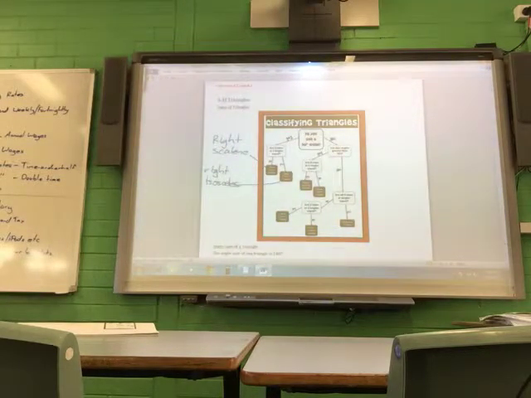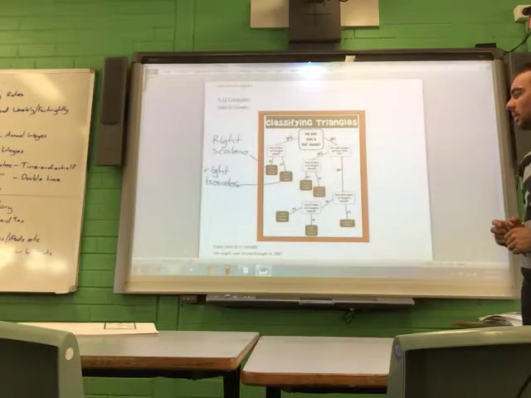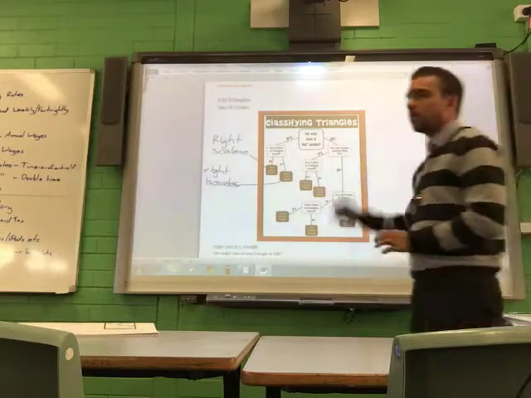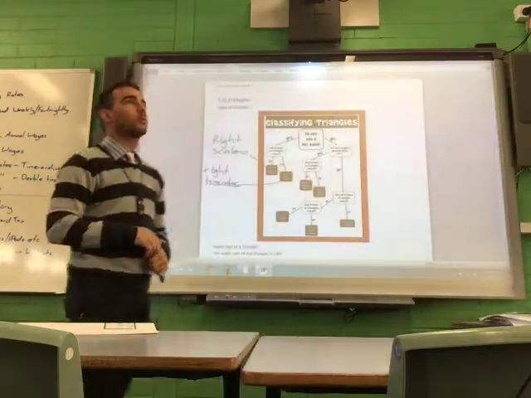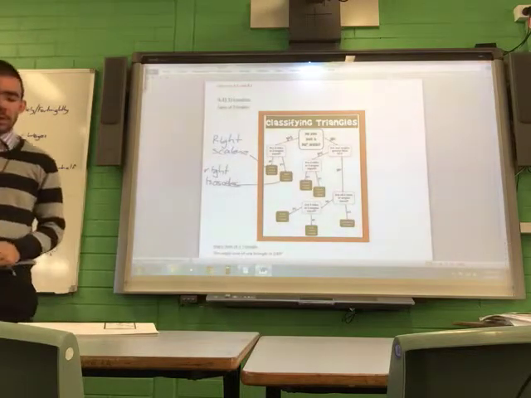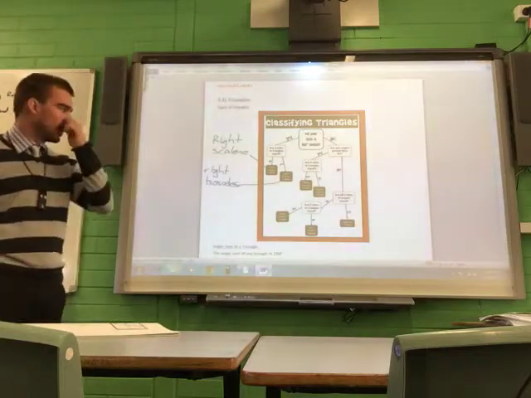Right, so if we don't see a 90-degree angle, then we need to look at the next one. Are any of the angles greater than 90 degrees? Alright, so we have one. We can only have a maximum of one angle that's greater than 90. We cannot have two angles or all three angles greater than 90 geometrically.